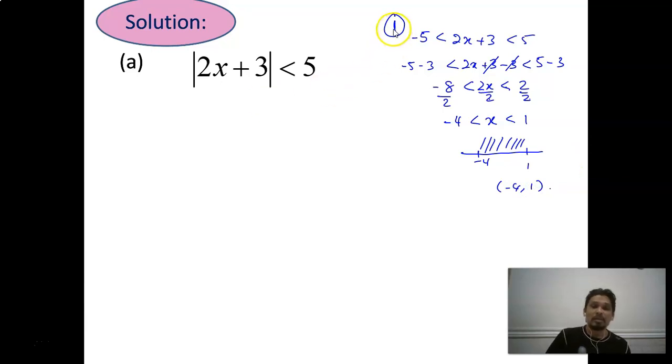Okay. Method number 1, we call it idea or suggested solution for number 1. Or you may also solve this question like this. From this statement, we take the first half here: 2x plus 3 greater than negative 5, and 2x plus 3 less than 5.